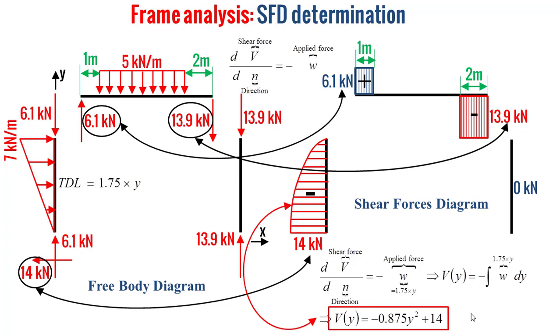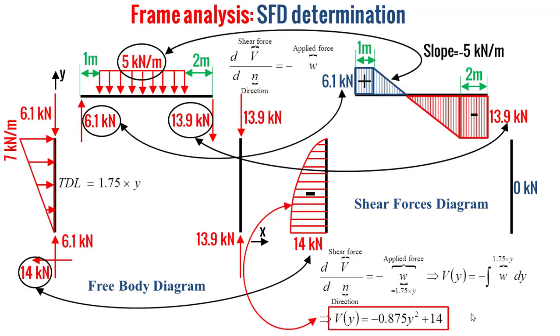Now in the intermediate portion of the beam, we have a UDL equal to 5 kilonewton per meter, and since the shear force is equal to minus the integral of the applied force, which is here the UDL, along the longitudinal direction of the beam, which is here the direction X, we have an evolution of the shear force linearly decreased with a slope equal to minus 5 kilonewton per meter.